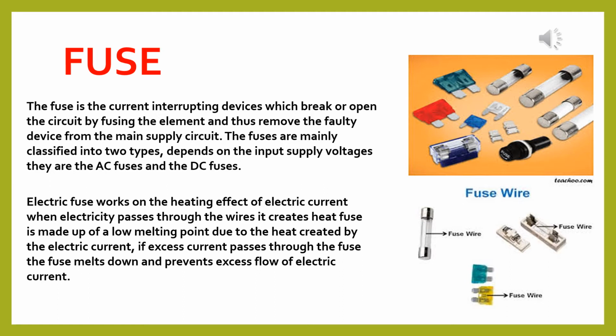The fuses are mainly classified into two types, depending on the input supply voltages. They are the AC fuses and the DC fuses. An electric fuse works on the heating effect of electric current. When electricity passes through the wires, it creates heat. A fuse is made of a material with a low melting point, so due to the heat created by the electric current, if excess current passes through, the fuse melts down and prevents excess flow of electric current.